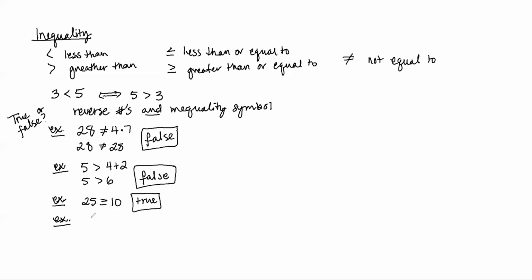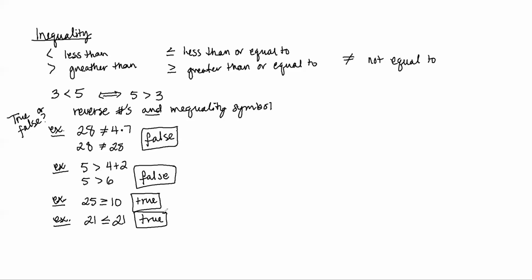Next example here, 21, the symbol, and 21 on the right. Take a look at that one really fast and see if that one's true or false. Because there's an equal to symbol here, since 21 is equal to 21, this is true. Doesn't have to be less than, just one or the other.